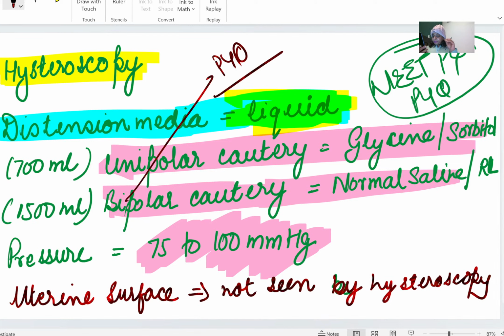the media used is glycine or sorbitol. And if we are using bipolar cautery, then the media used is saline or RL. The pressure is 10 times what we use in the laparoscopy. It is 75 to 100 mmHg. The uterine surface is never seen in the hysteroscopy.